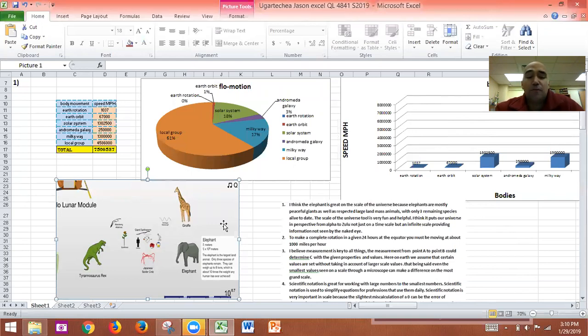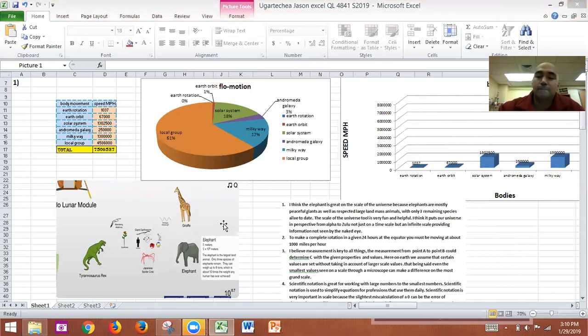I think it puts our universe into perspective from Alpha to Zulu, not just on a time scale, but on an infinite scale, providing information not seen by the naked eye. To make a complete rotation, given the information on the chart here, for a 24-hour period, you would have to be moving at 1,000 miles, maybe a little bit over, to make that rotation.